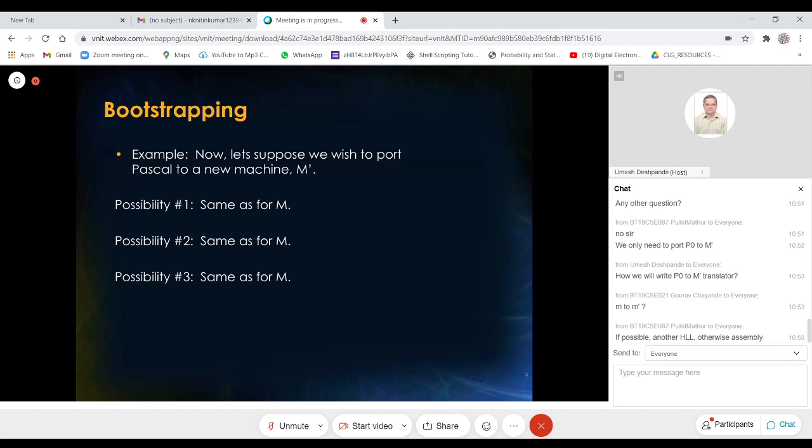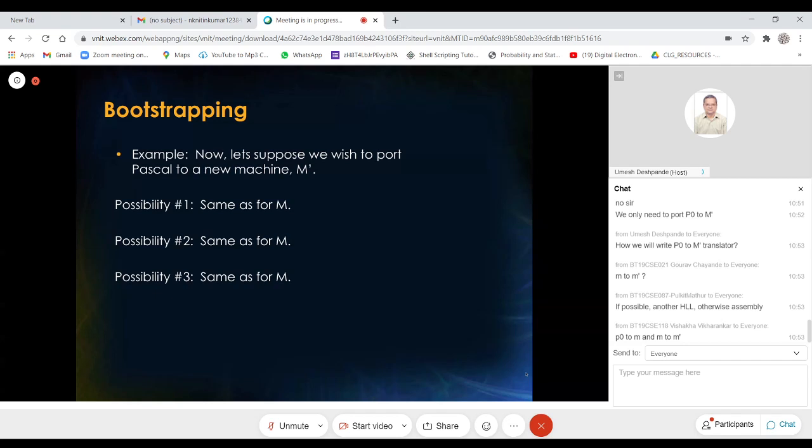But we already have support for P0, right? Which works on this machine M. Okay, we have P0 to M support already available. So we could actually write the translator in P0 itself. The executable version of the translator now will work on the processor M.